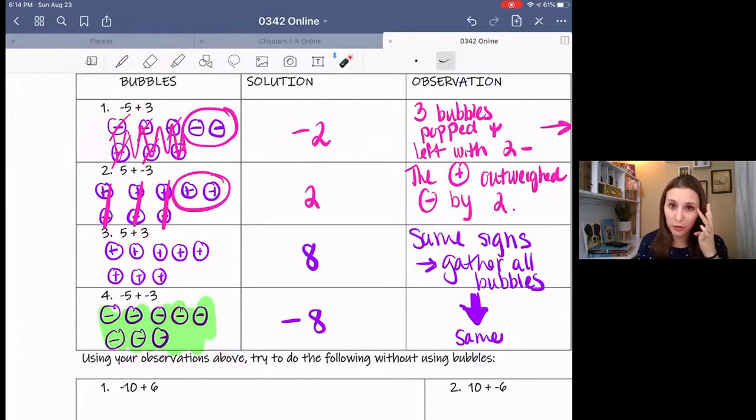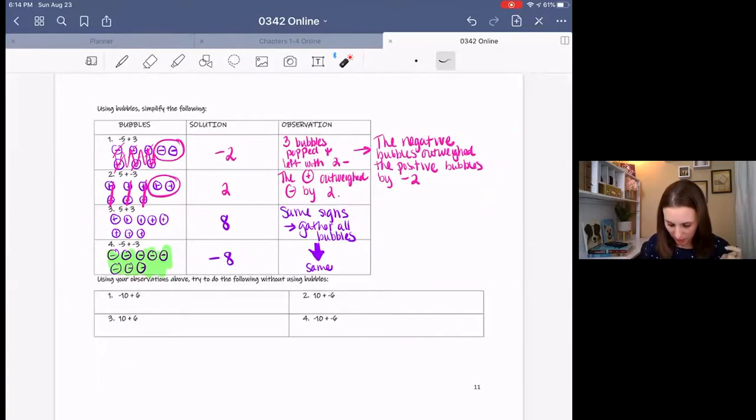bubbles are not practical if you're dealing with really large numbers, so I would not recommend always drawing bubbles. But if you can picture the bubbles in your mind and picture them popping, then hopefully you don't have to draw them. So if you have negative 400 plus 201, you definitely don't want to draw those out. That's terrible. So you can picture the 400 bubbles. Then you're going to have 201 bubbles that pop, and what's left over is your answer. So keep that in mind for these.